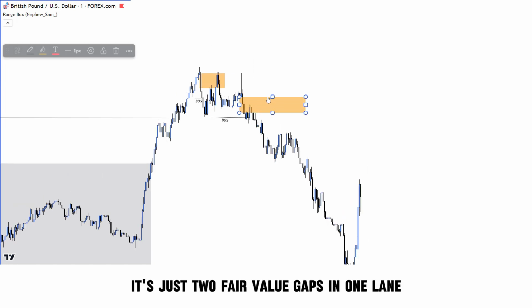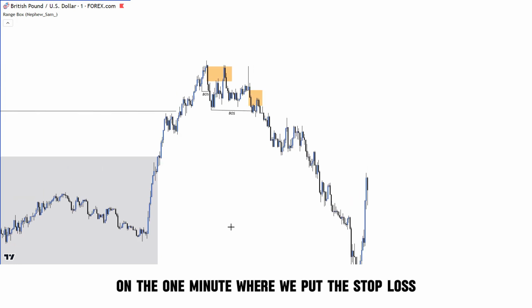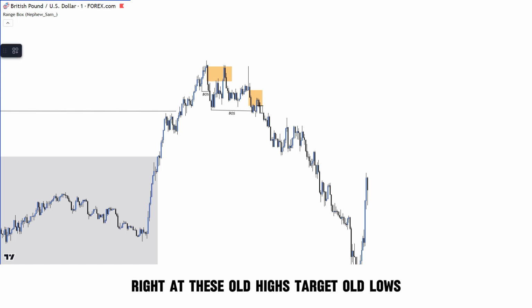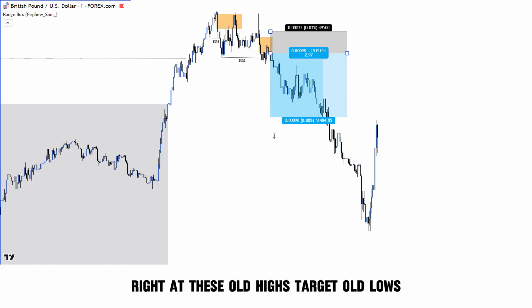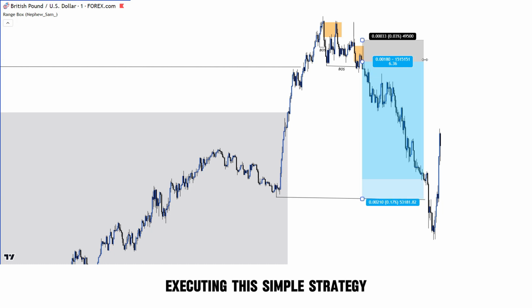It's just 2 fair value gaps in one, clean on the 1 minute, where we just put the stop loss right at these old highs, target old lows. We're just on the 1 minute executing this simple strategy.